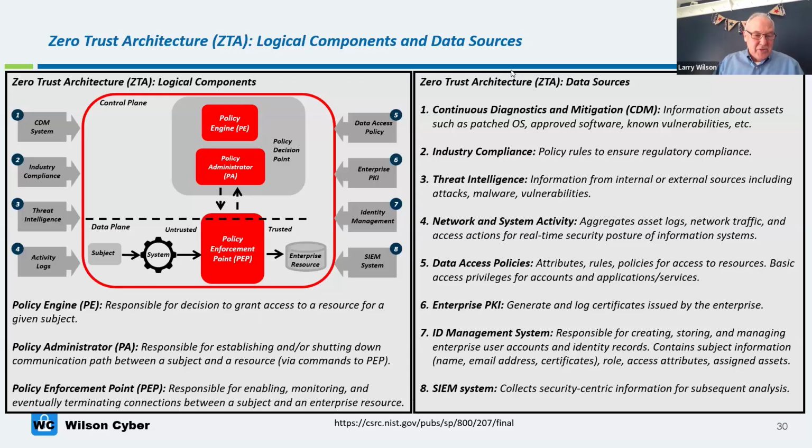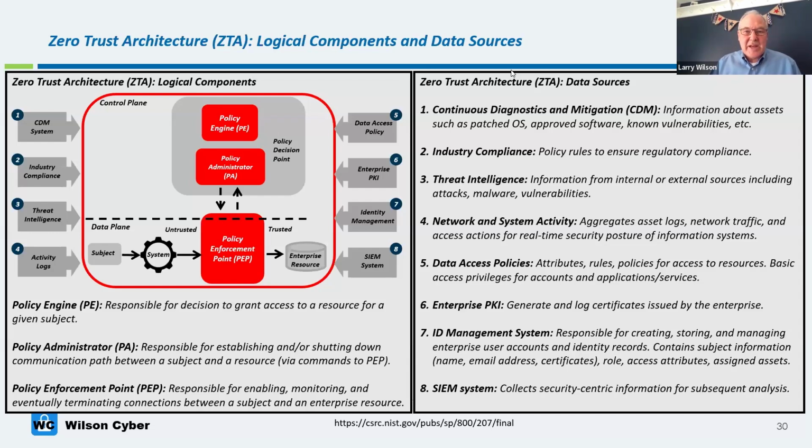The policy administrator is responsible for taking that decision and establishing or shutting down the communication path between a subject and a resource. They do that by sending commands to the policy enforcement point, which actually enables, monitors, and eventually terminates connections. So the idea here is the control plane, which includes the policy engine and the policy administrator, makes the decision, whereas the data plane, which is the policy enforcement point, actually takes action. In this case, they decide to enable, to monitor, or to block the connection from the subject to a resource.